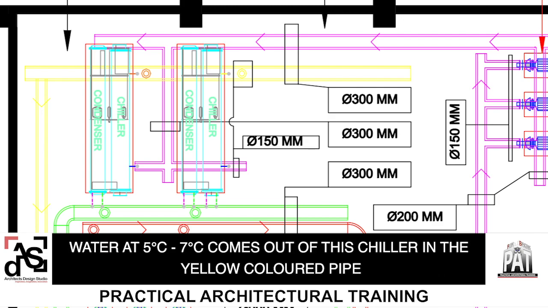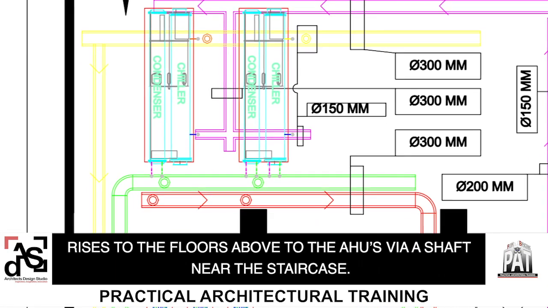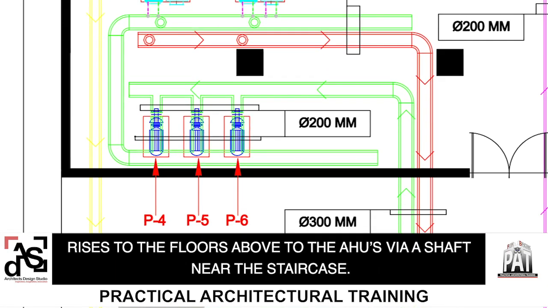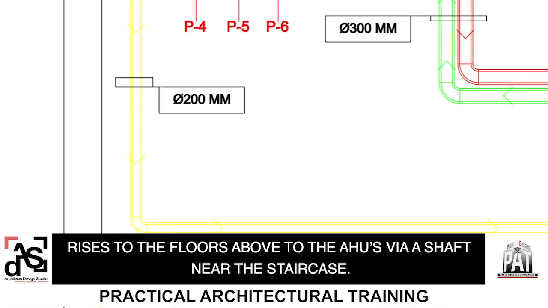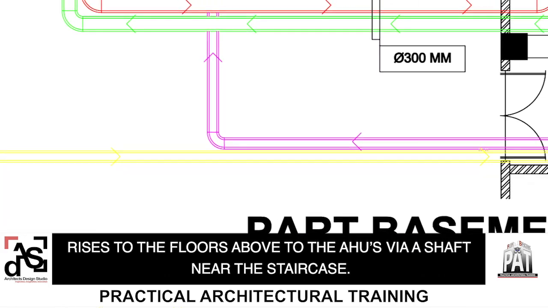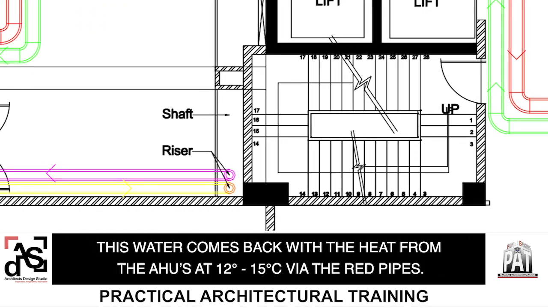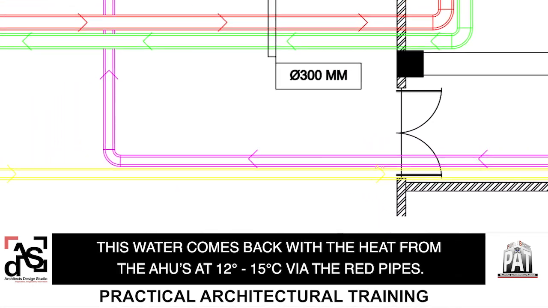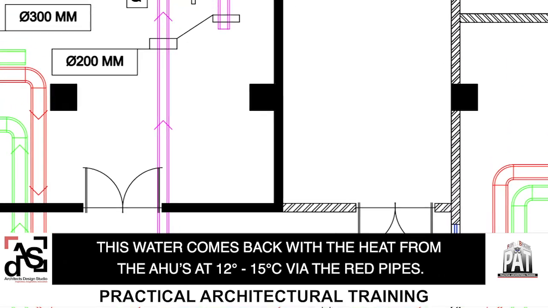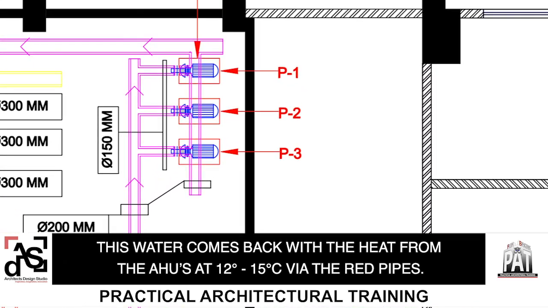Water at 5 degree centigrade to 7 degrees centigrade comes out of this chiller in the yellow colored pipe, and this rises to the floors above to the AHUs via a shaft which is near the staircase. This water comes back with the heat from the AHUs at 12 degree to 15 degrees centigrade via the red pipes. See the red pipes.